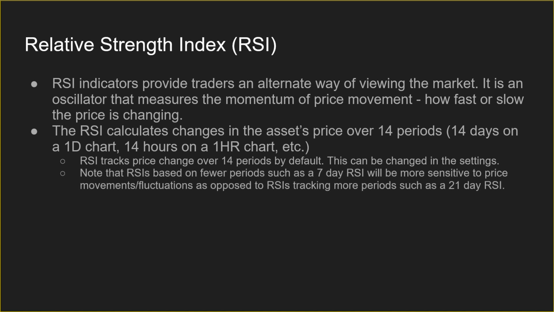Note, though, that an RSI based on fewer periods, such as the 7 period, will be much more sensitive to price movements and fluctuations because it's looking at a smaller sample size, as opposed to an RSI tracking more periods. And on the other end of this, we could look at something like the 21-day RSI, which will be much slower to react to possible price fluctuations and trend shifts, right? So 14 is typically kind of right in the middle. Some people play around with this. I have personally found success with the 14, and I find that it's a nice sweet spot. But feel free to experiment and find what works best for you.